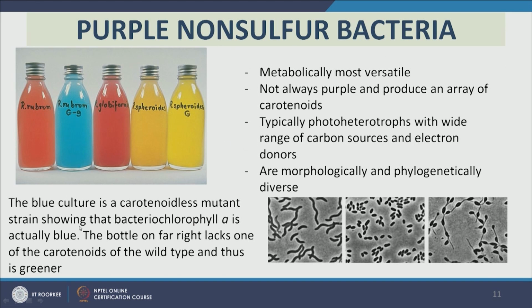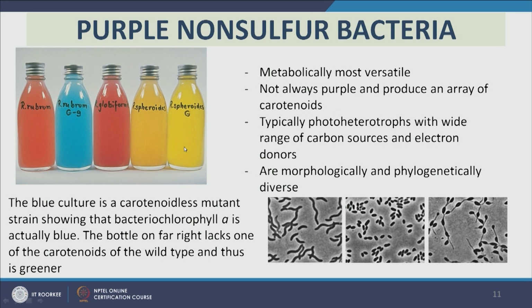Why their color? The blue cultures here are different cultures of similar purple non-sulfur bacteria. They are similar, but they are different types, as in some genes have been knocked out. In the first one, the gene that encodes for carotenoid has been knocked out. The original bacteriochlorophyll is blue in color, and because this mutant does not have carotenoid, it does not have the reddish or yellowish color on it, and we notice simple blue.